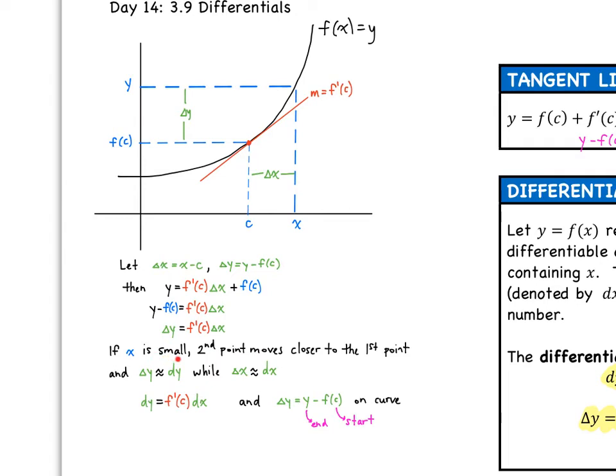So if delta x is small, the second point moves closer to that first point, right? So x moves closer to c if delta x is small. So that means these two are really close to each other, which also means that delta y is approximately dy, while delta x is approximately dx. So what we have is dy is really f prime of c times dx, and delta y is really y minus f of c. This is our ending value. This is our starting value on our curve. Okay, so let's get into an example and see how things go.